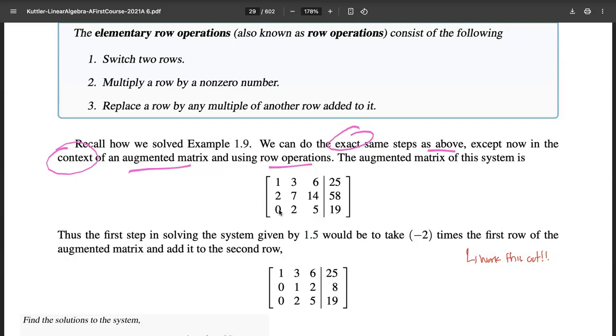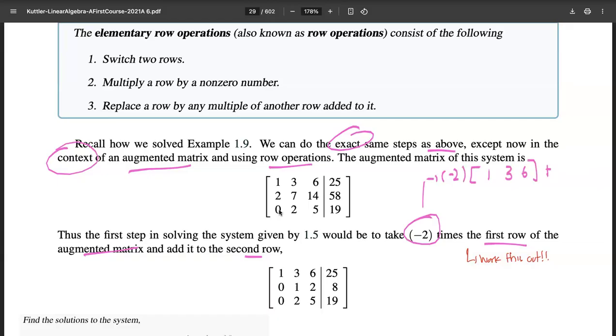The first step that we used then would be to take -2 times the first row of the augmented matrix and add it to the second row. So we want to take -2 times the first row, and I'm going to write it this way. The first row is 1, 3, and 6, and add it to the second row, which is 2, 7, 14.